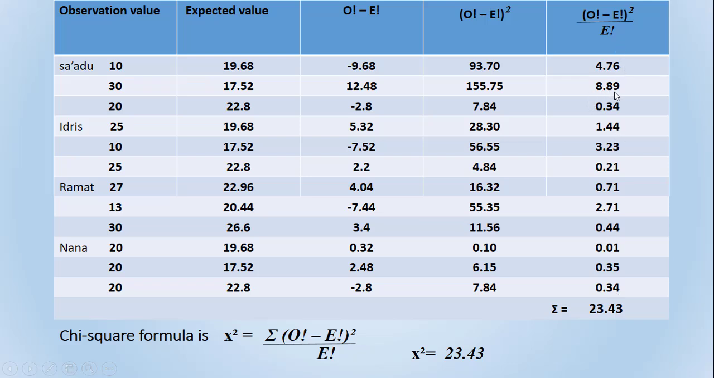4.76 plus 8.89 plus 0.34 plus 1.44 plus 3.23 plus 0.21 plus 0.71 plus 2.71 plus 0.44 plus 0.01 plus 0.35 plus 0.34. We have 23.43. So this is our what? This is our chi-square answer. 23.43 is our chi-square. So now, we have gotten our chi-square.